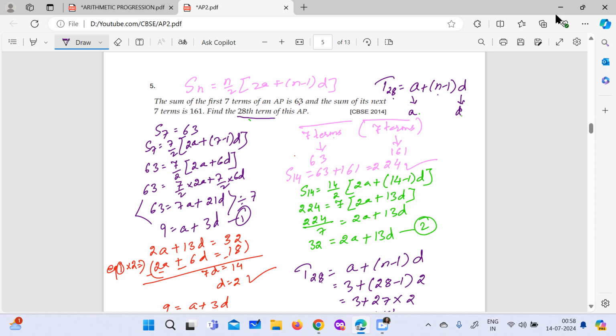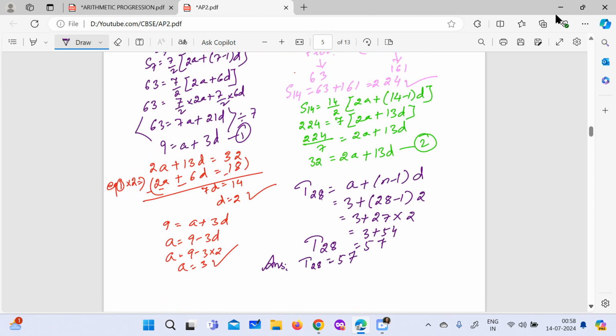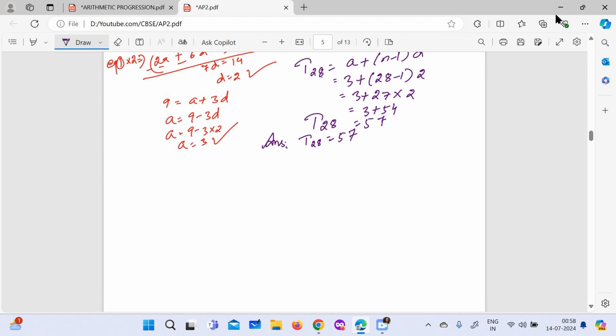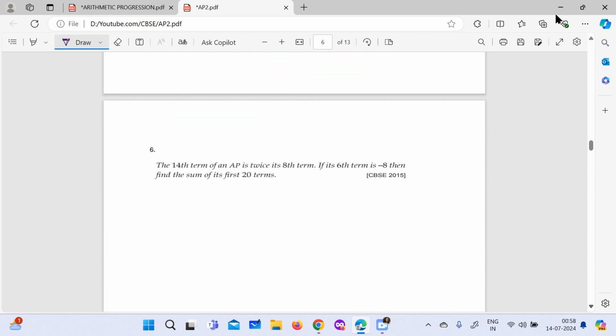So the sum of the first 7 terms is given to us, and then the sum of its next 7 terms is given. First we find the sum of 7 terms, then we find the sum of 14 terms, not next. Then we get the values of a and d, and then you can substitute into T28 is equal to a plus n minus 1 times d.